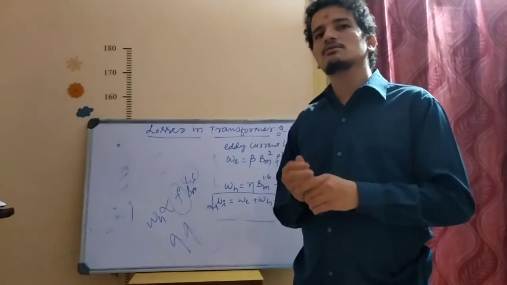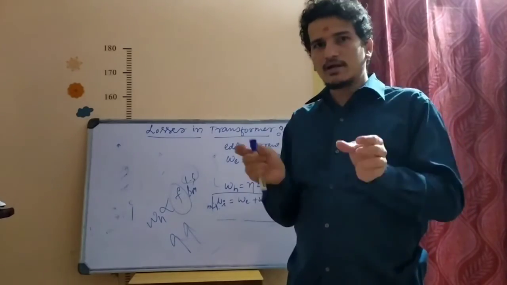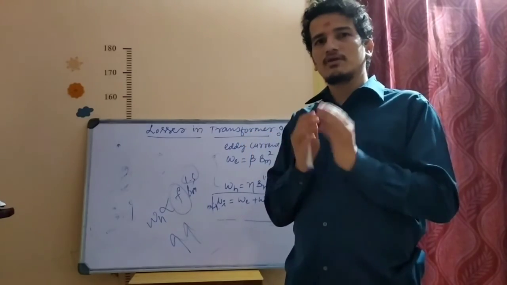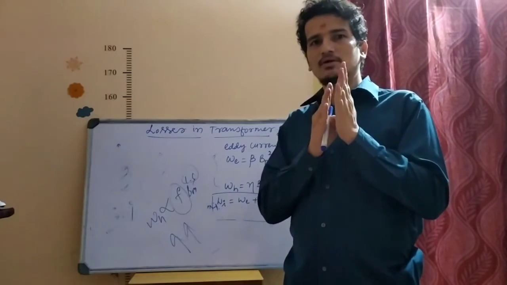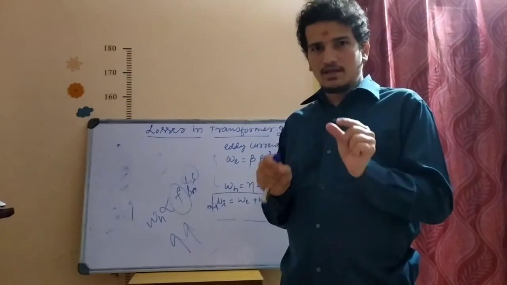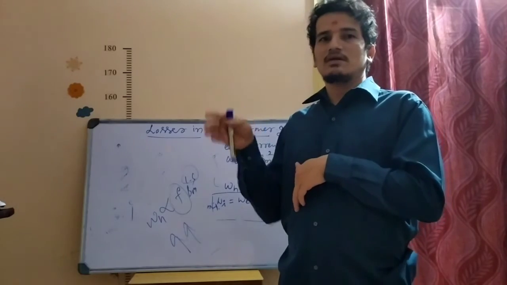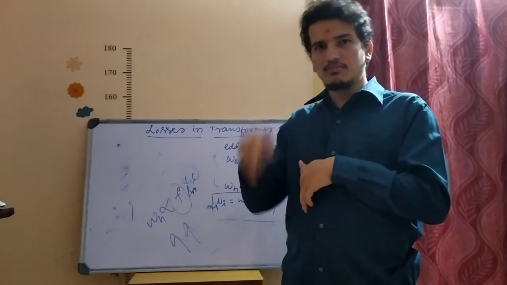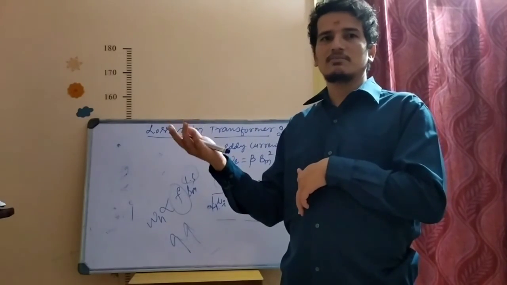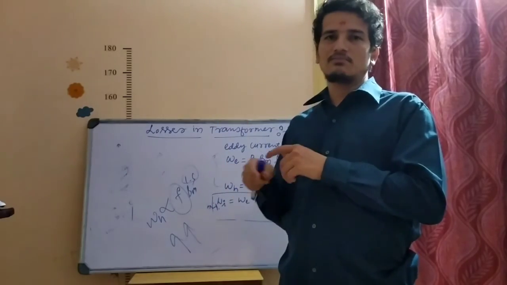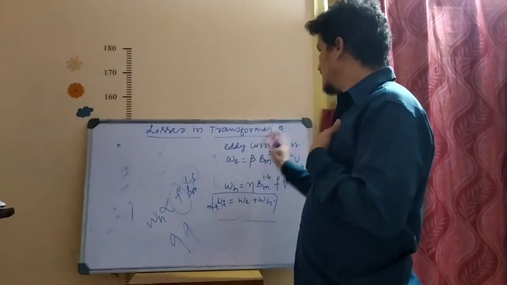To reduce the eddy current loss in a transformer, instead of using a block of magnetic material, we will use laminated magnetic material, silicon steel laminated, because it reduces the area of the cross section. If the area is reduced, the resistance increases, due to which the amount of eddy current will decrease. Since the eddy current is decreased, the eddy current loss can be reduced. So eddy current loss can be reduced by using silicon steel laminations in the core. So this is about eddy current losses.